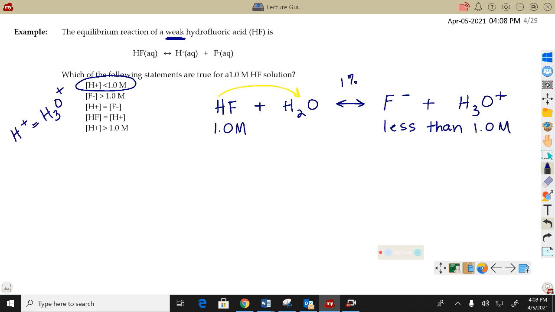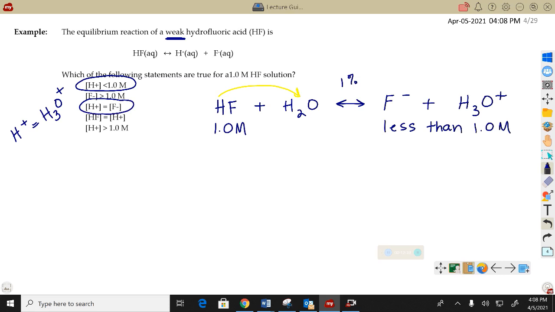By the way, H plus equals H3O plus. Those symbols can be used interchangeably, whether we just say H plus or whether we show that the hydrogen is attached to a water molecule. Same thing. So the fluorine is not going to be greater than 1, it's going to be much, much less than 1 because this is not going forward much at all.